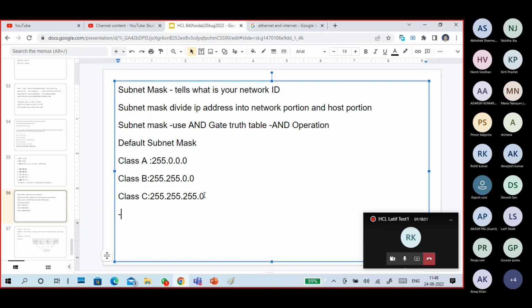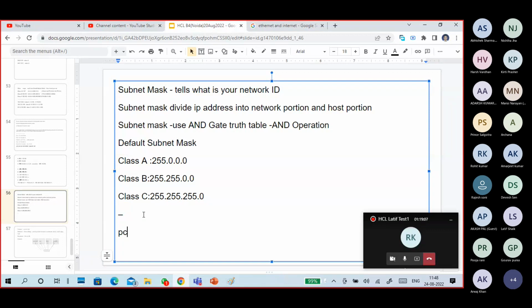So here it is. Yeah, here it is. Classless. No. Not classless. I will give you one example, guys.